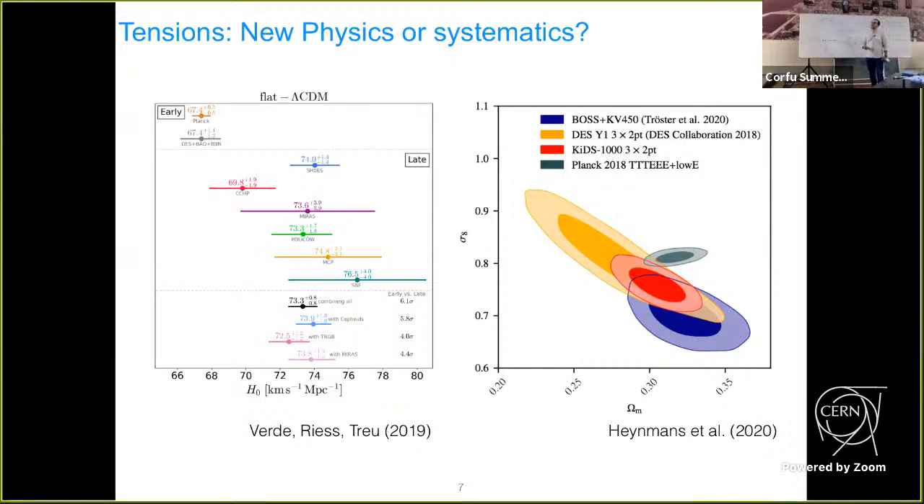So we measure H naught, the local expansion rate. We can measure it using astrophysics with different techniques. They kind of seem to agree, except with supernovae at low redshift, depending on how you standardize them. But they kind of give a higher H naught.